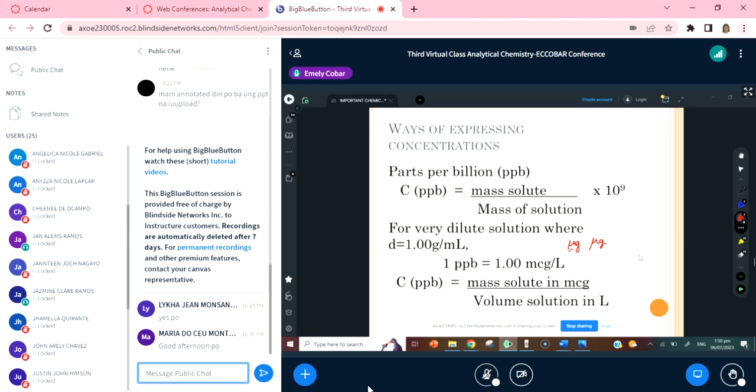For example, meron akong isang litro of any solution, and in that 1 liter, mayroong, sabihin natin, 25 microgram zinc. Okay? So ano ang concentration ng aking solution in ppb? It's 25 ppb kasi 25 microgram of zinc in 1 liter. So therefore, I have 25 ppb zinc solution.